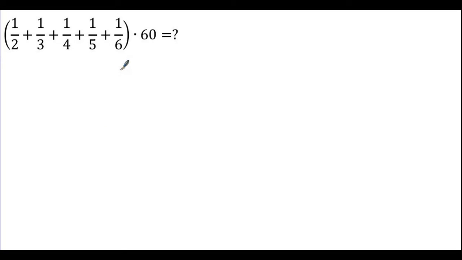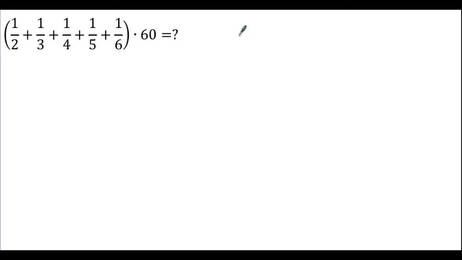Okay, next example. I'm going to show 2 ways for this example. So whichever you are comfortable with, you can use that. As you already know, we use the BODMAS rule. And so first thing we have to do is the brackets. So let's add all these fractions. So we have 2, 3, 4, 5, 6.